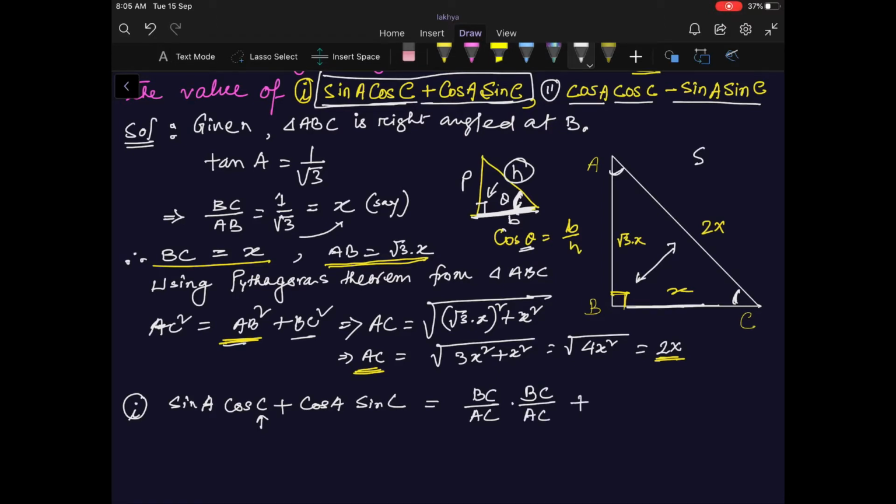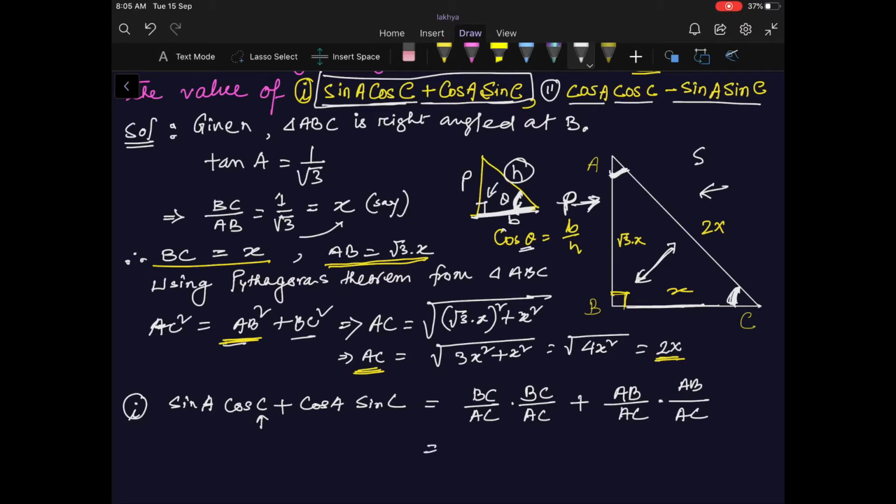Okay, plus now cos A. This is the angle A, so with respect to this angle, base should be considered as AB. So AB, base, by hypotenuse AC, into sin C. Now C, this is the angle C. With respect to this angle, perpendicular should be considered as AB, then hypotenuse is always AC here, which is opposite to the right angle. So AB by AC.